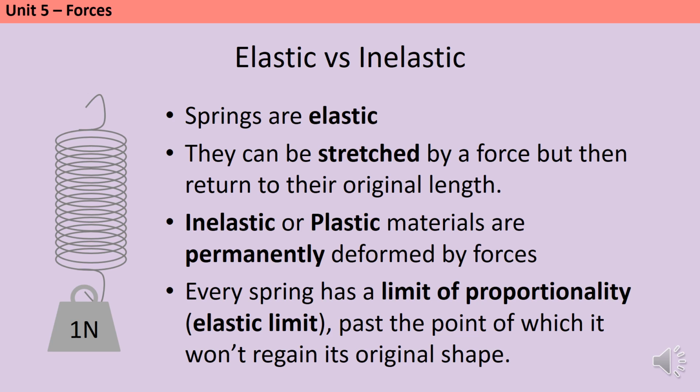In reality, a spring isn't elastic forever. Every spring has something called a limit of proportionality, or we sometimes call it an elastic limit. And if you exert a force that is past that point, then it won't regain its original shape. You've probably seen this if you take a spring and you try and pull it too hard, eventually it just opens out until it's a curly piece of wire and it doesn't snap back.